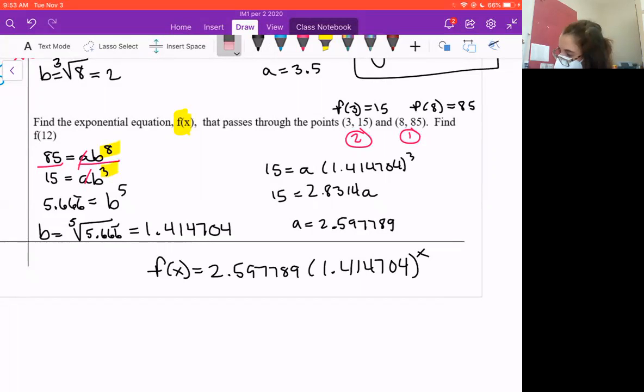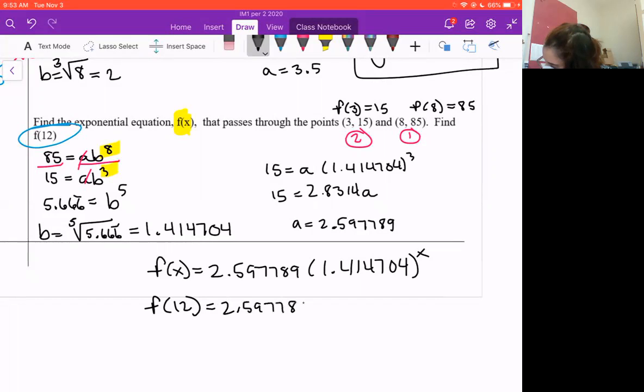Okay. Now the last question says, find f of 12. So if you want to find f of 12, that means I got to put a 12 in here. So f of 12 is going to be 2.597789 times 1.414704 raised to the 12th power.